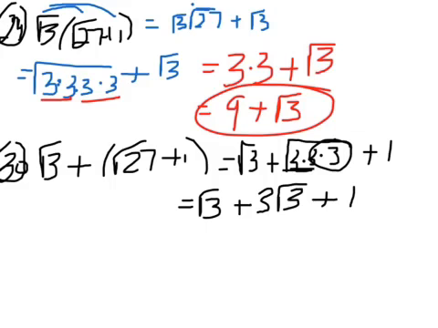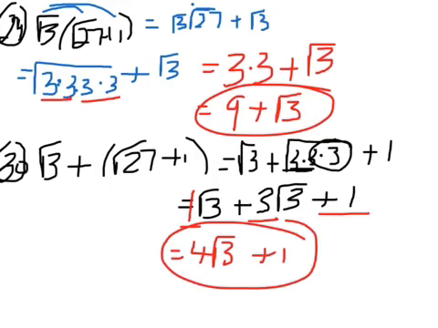Now, you can actually combine these terms, because this is like 1 square root of 3 plus 3 square roots of 3, which is actually 4 square roots of 3. And then I've got this plus 1 here that I can't really combine with that. So I could stop there.